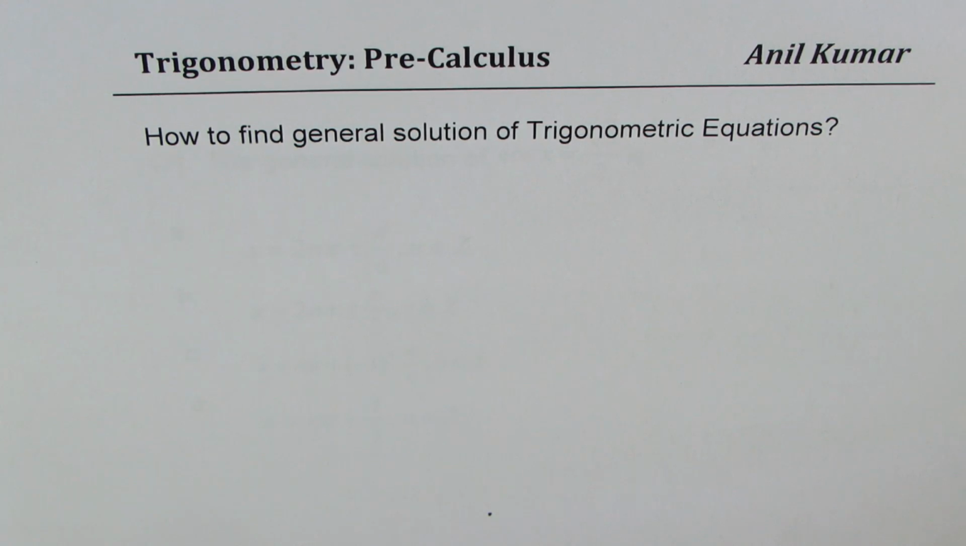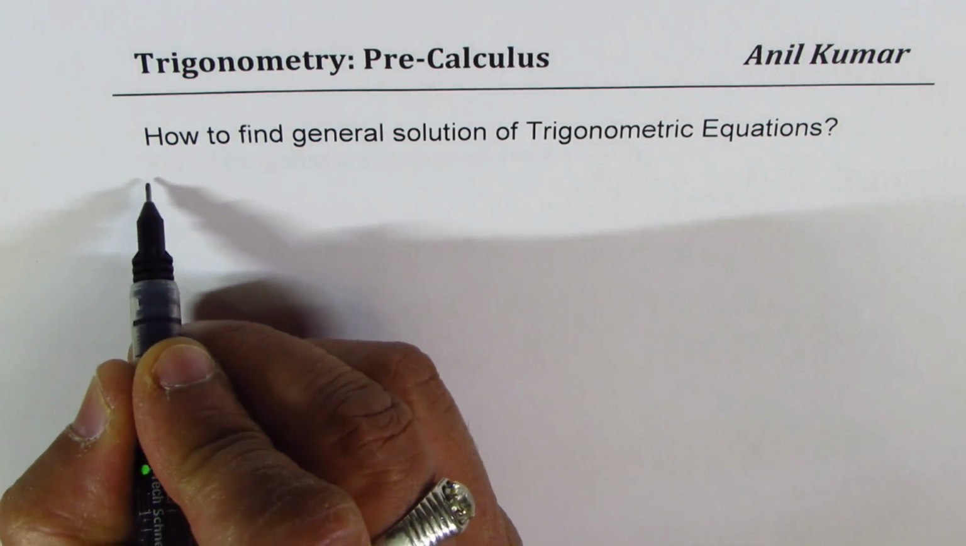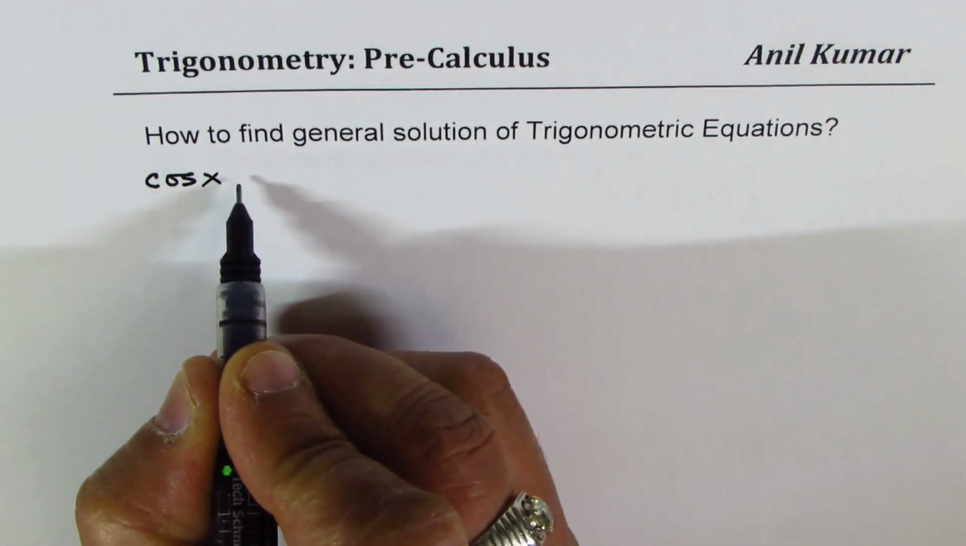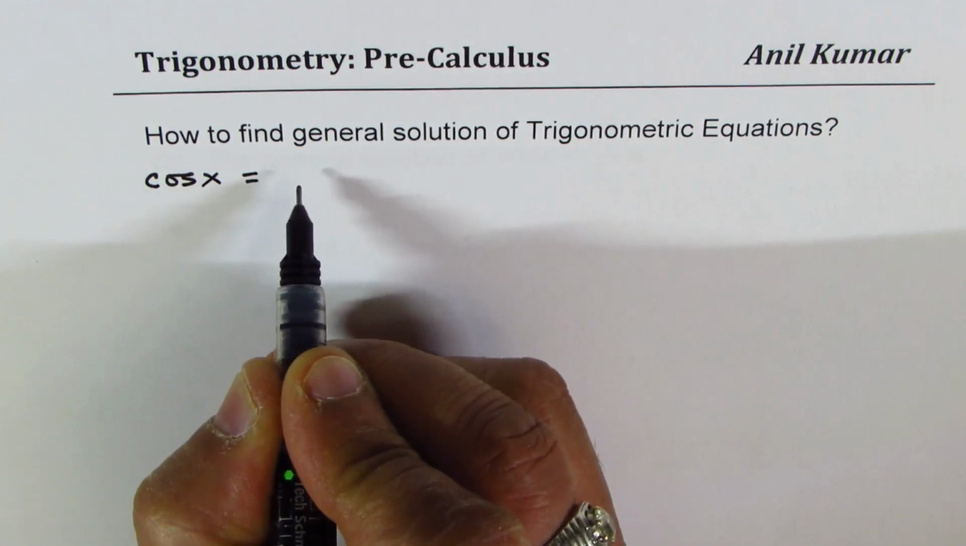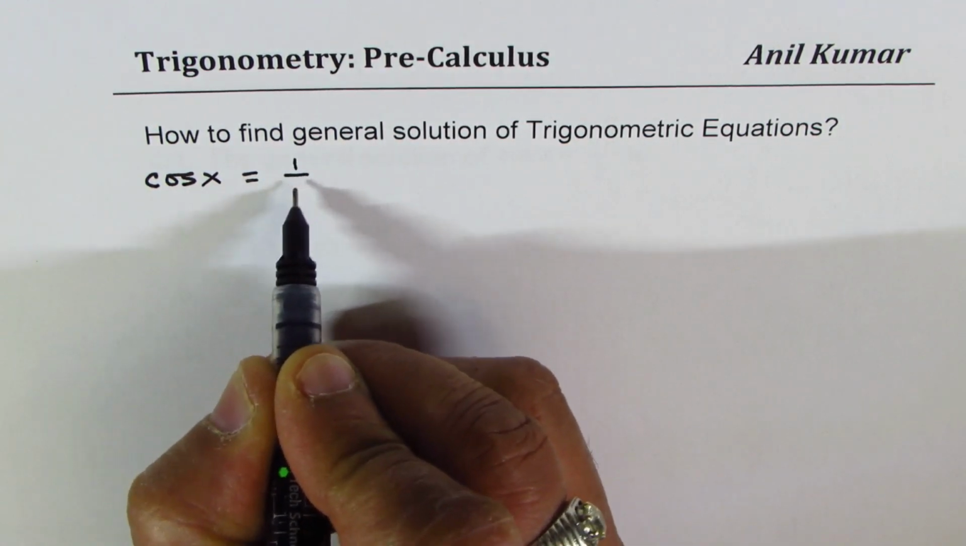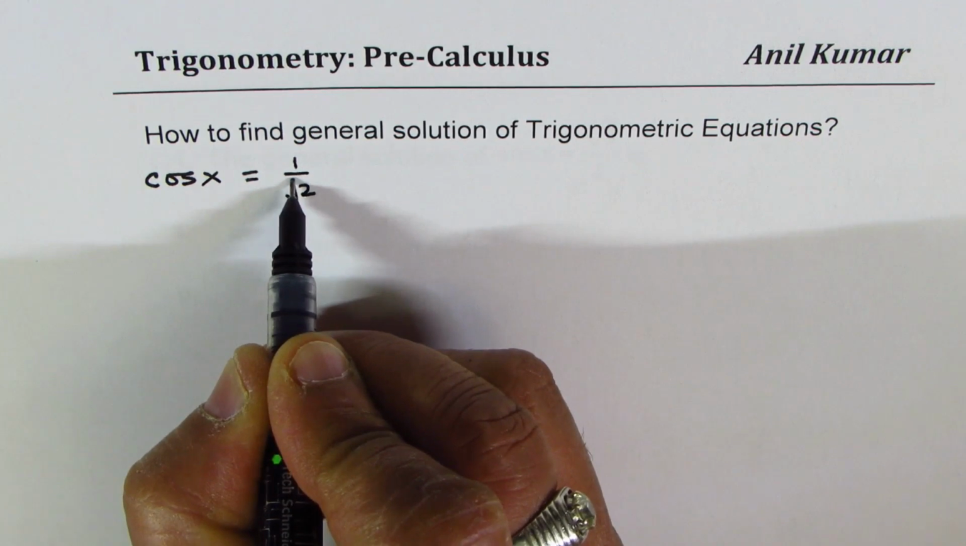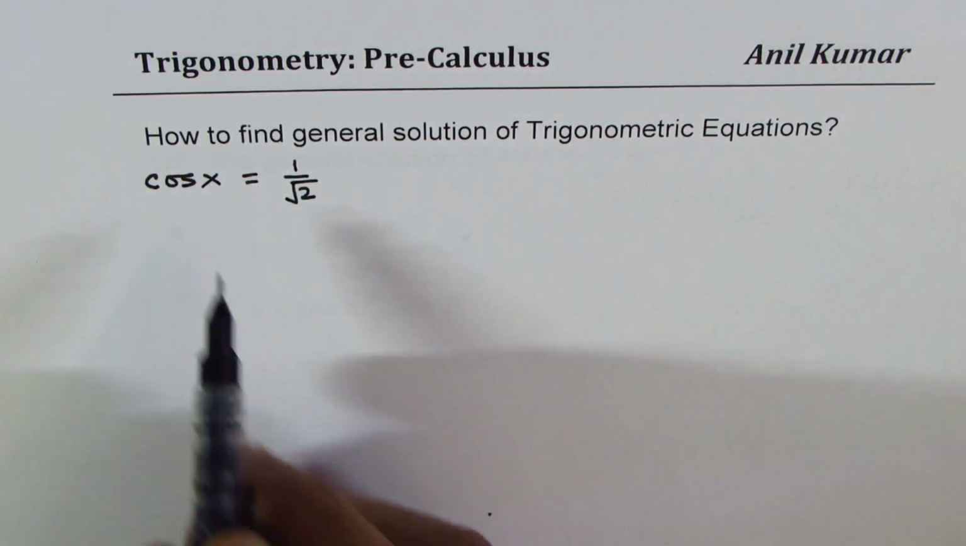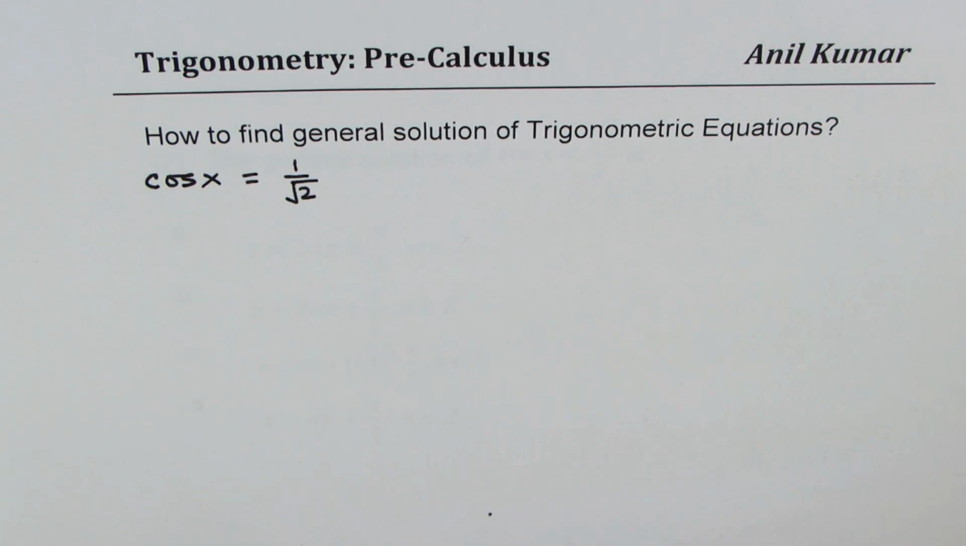We'll discuss how to write the general solution for any trigonometric equation. So I'm going to discuss a few fundamental concepts here. Let us consider the function cos x. Now, if I give a value to this function as, let us say, 1 over square root 2, and we want to find the solution of this equation, then how do we get the general solution? That is the main topic.